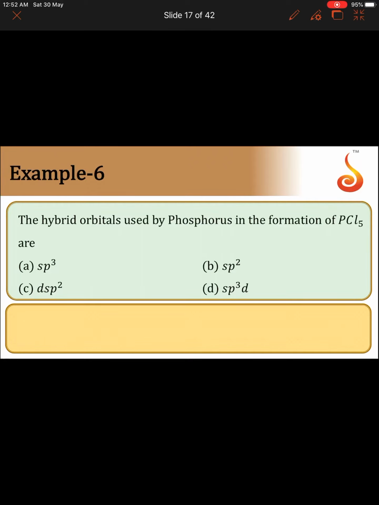The hybrid orbitals used by phosphorus in the formation of PCl5 are: in PCl5, the central atom is phosphorus. Phosphorus's general outermost electronic configuration is ns2np3. It also has nd orbitals. This is the ground state electronic configuration. So in the ground state, phosphorus has 3 unpaired electrons in the np orbital.